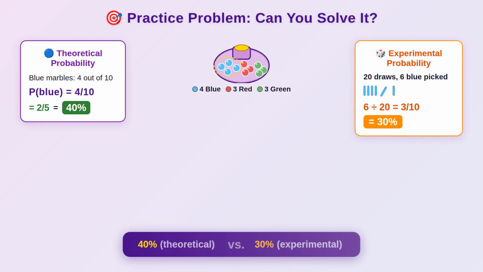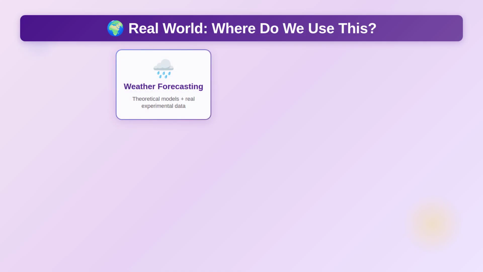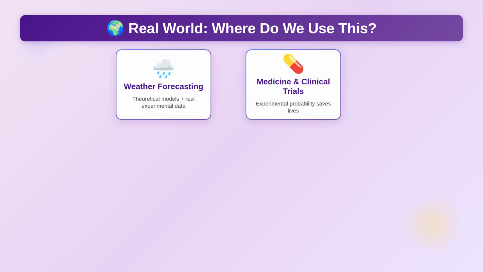Now, Maya reaches into the bag 20 times, replacing each marble, and picks blue 6 times. What's the experimental probability? That's 6 out of 20, which equals 3 out of 10, or 30%. Theoretical says 40%. Experimental gives us 30%. Close, and both totally valid.